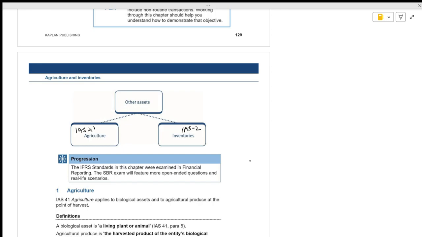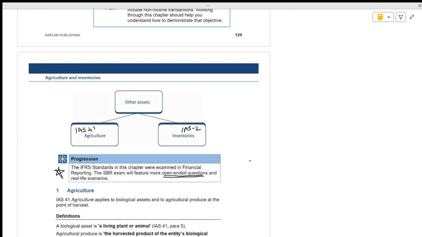When we see the IFRS in this chapter, we have done a little in financial reporting, but here we have more open-ended questions. If you understand how we are going to have a progression, automatically half of our task is going to be done fairly.